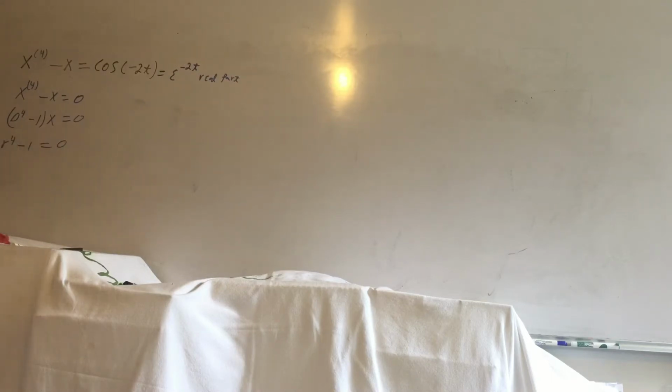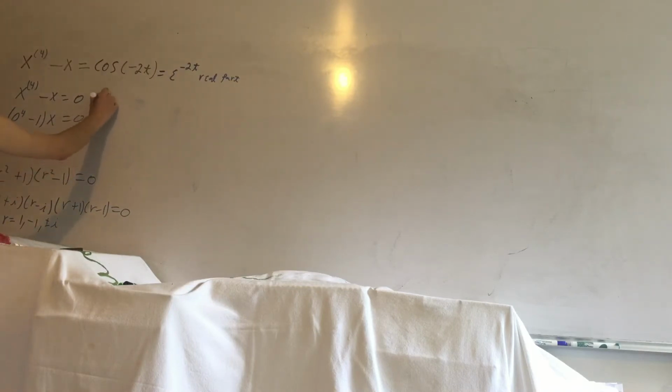This is a difference of squares. r squared plus 1 times r squared minus 1 equals 0. The first is a difference of squares involving i, so it's r plus i times r minus i. And this is another difference of squares. It is r plus 1 times r minus 1 equals 0. So the roots are r equals 1, minus 1, and plus or minus i, just once.